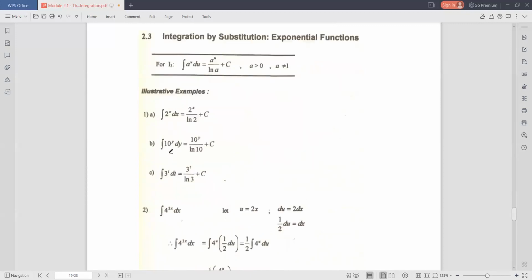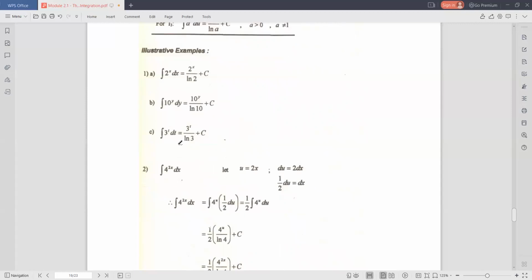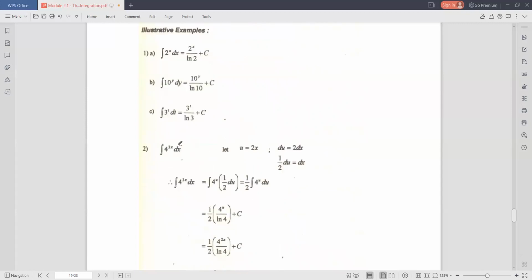And then how about this one? This integral of 10^y dy, or that is equal to 10^y over ln of 10 plus c. Okay. Then how about this one? So we have 3^t dt, or that is 3^t over ln of 3 plus c. And mga simple lang, no? But how about this one?